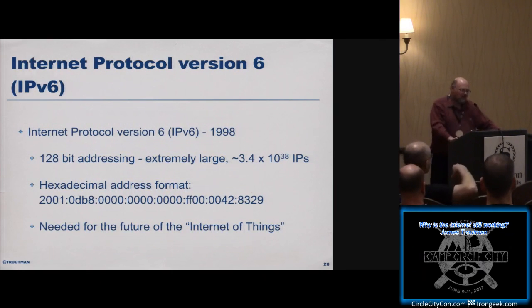IPv6, 1998, 128-bit addressing, extremely large, ludicrously large, essentially, supposedly, will never run out. Why do we need IPv6? Well, we primarily need it for the dreaded Internet of Things. We're going to have so many devices talking to so many things that they're all going to need IPs.